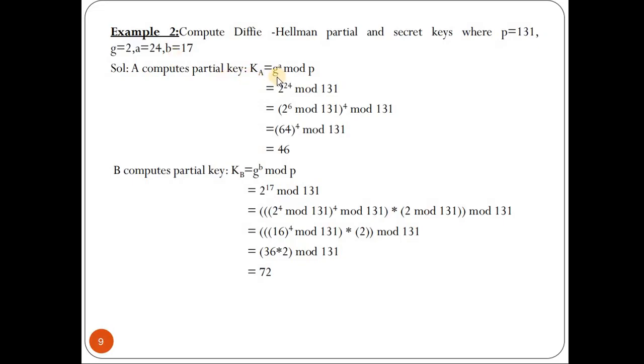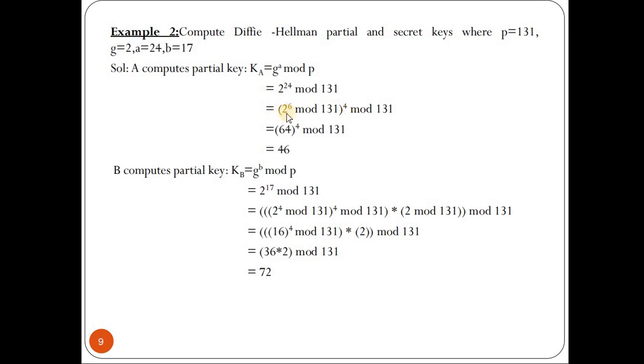So the partial key of A is nothing but G to the power A mod P. G is equal to 2. So 2 to the power 24 mod P, which is 131. Directly we cannot do the computation, so we'll split it. So I'll write it as 2 to the power 6 mod 131 to the power 4. So 6 4s are 24. So this is how I split it.